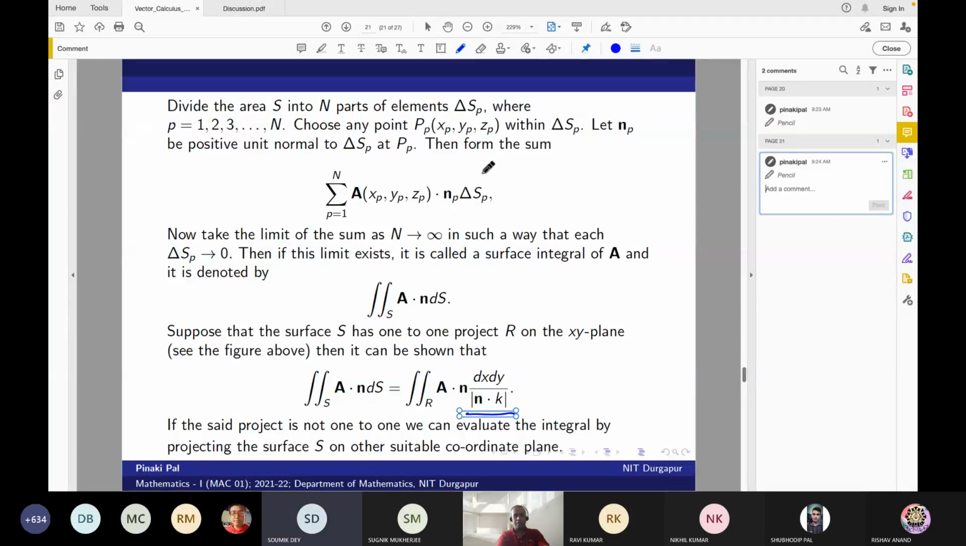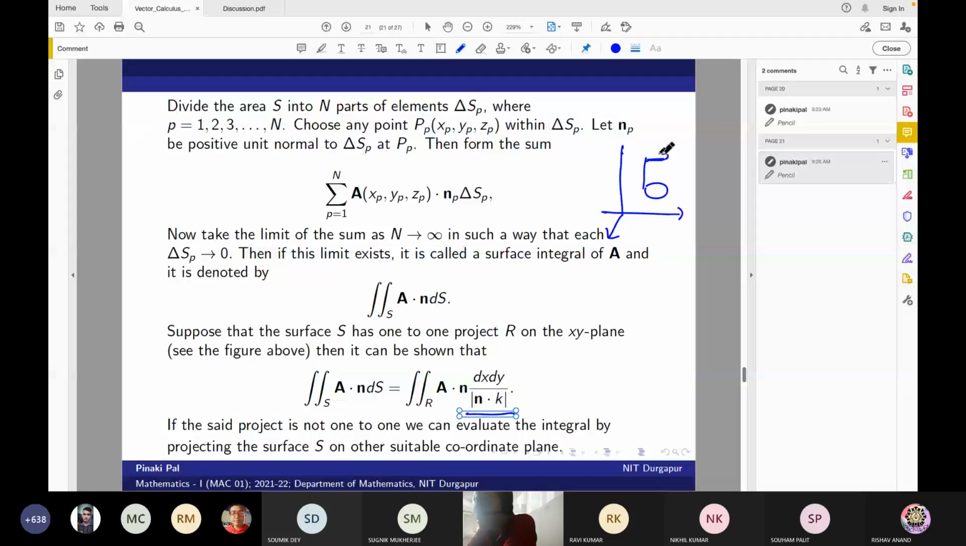Sir, I couldn't understand the projection one-to-one, what is written over there? Okay, let me give you one example. Suppose you have a cylinder, something like this. So this is your S. The outer surface of a cylinder is your S.